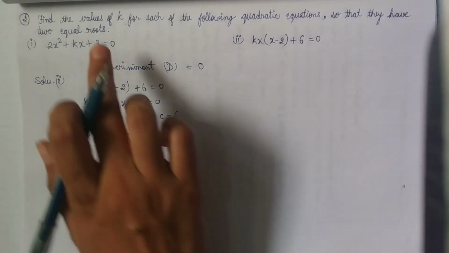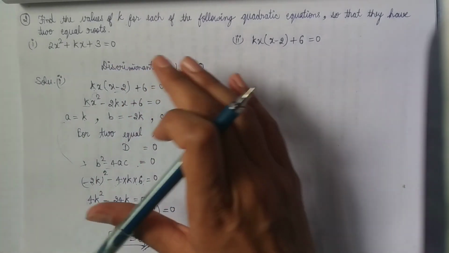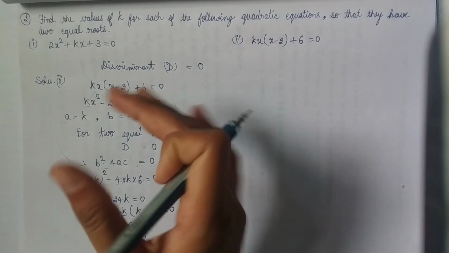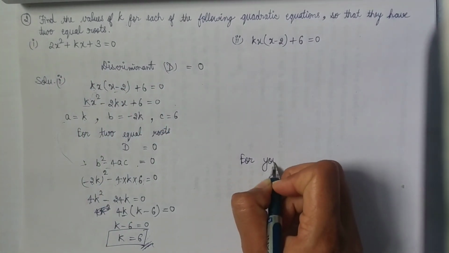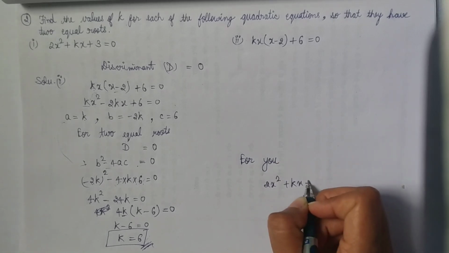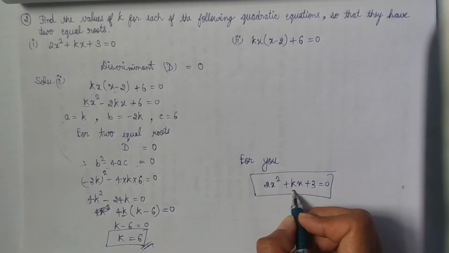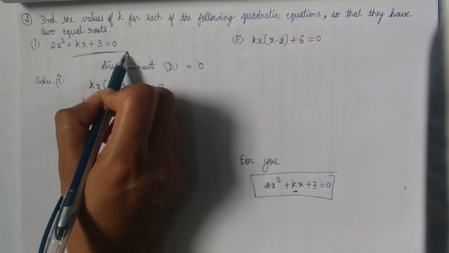And I hope you can do this question by using this formula. The method for this question is the same as this one, so you can do this. So this is the question for you: 2x square plus kx plus 3 is equal to 0. You have to find the value of k where the quadratic equation has two equal roots. This is the question for you, right?